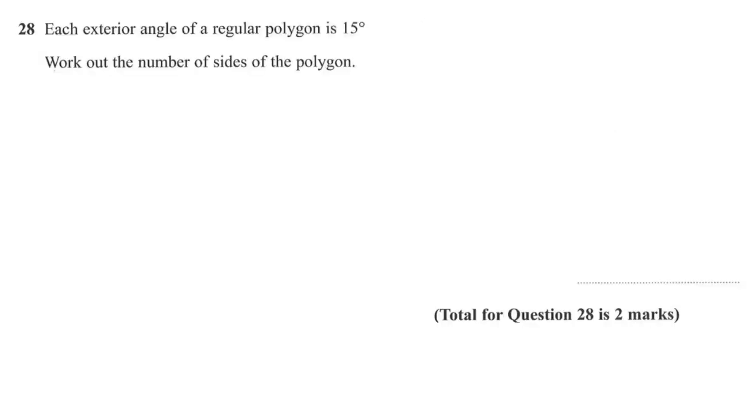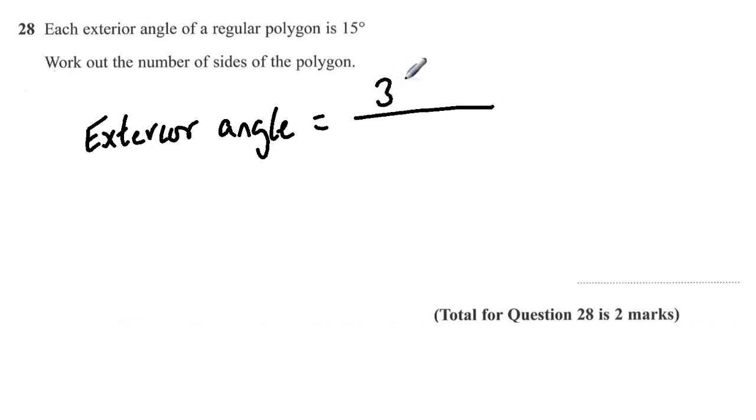Question 28. Each exterior angle of a regular polygon is 15 degrees. Work out the number of sides of the polygon. The first thing I'm going to do, I'm going to write out the equation for the exterior angle. So it's exterior angle is equal to 360 degrees divided by number of sides.